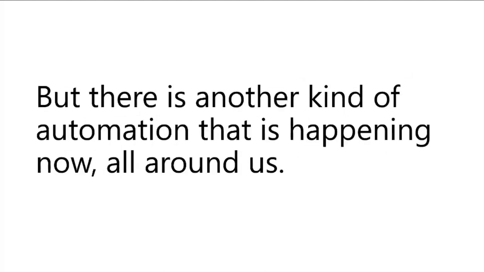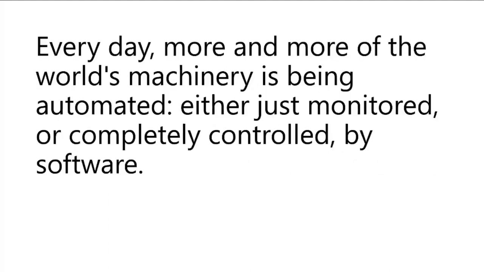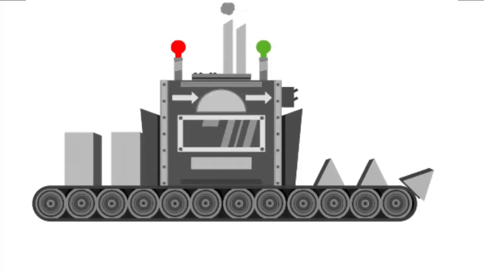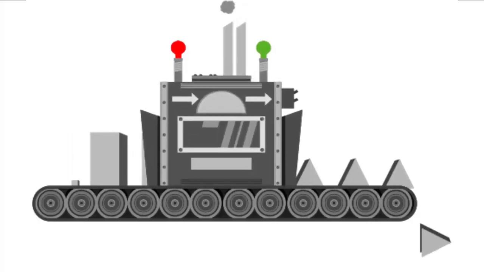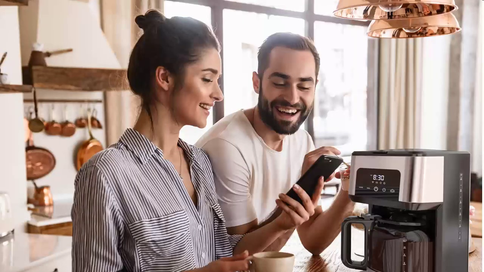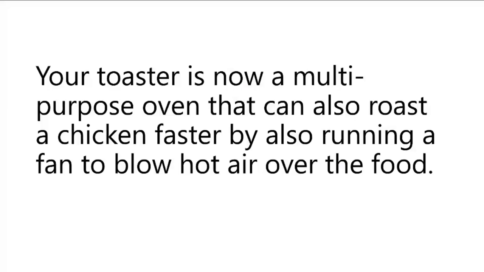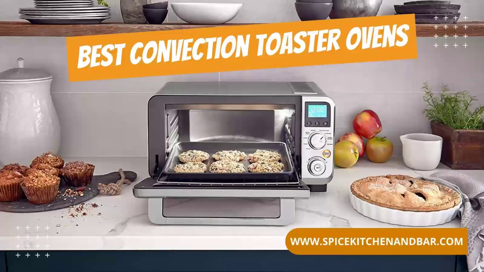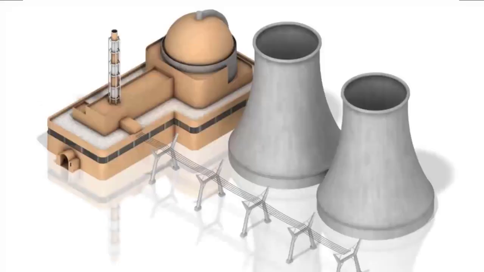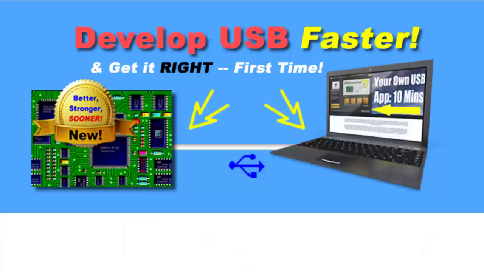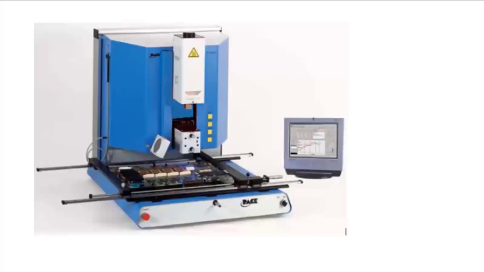But there's another kind of automation that is happening now all around us. Every day, more and more of the world's machinery is being automated, either just monitored or completely controlled by software. At the low end, even your coffee maker is smart now. Your toaster is now a multi-purpose oven that can roast a chicken faster by also running a fan to blow hot air over the food. At the high end, nuclear power plants have always been monitored and at least partly controlled by software. In the mid-range, it is especially useful to monitor or even completely control hardware from an inexpensive Windows PC.